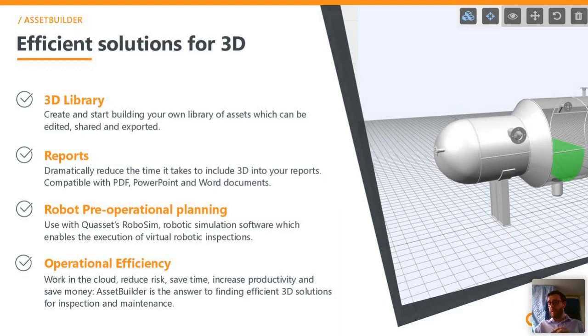Also, a lot of people have been using Asset Builder within RoboSim, which is our robotic simulation software for pre-operational planning, in conjunction with GE Inspection Robotics. You can build your vessel, export it out, and bring it into the simulation software, where you can then simulate and pre-operationally plan your robotic inspection.